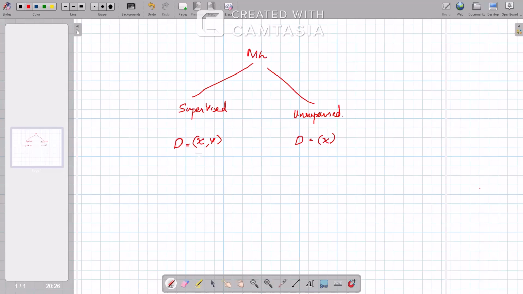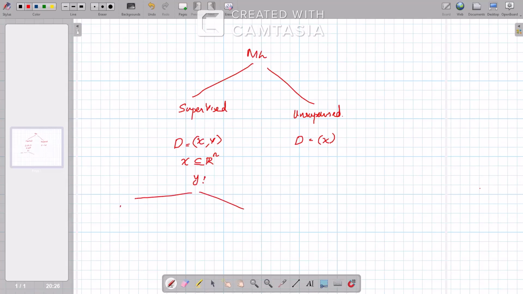Okay. And here there is a fact: this X is always a subset of what? R raised to N. X is always a subset of R raised to N. And what about Y?